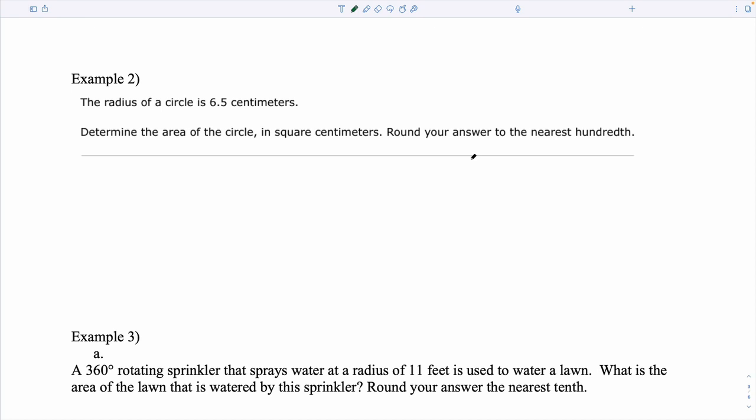Example 2. The radius of a circle is 6.5 centimeters. Determine the area of the circle. Round to the nearest hundredth. Underline hundredth. If you have a random word problem like this and they don't give you a circle, I want you to get in the habit of drawing your very own circle. There's your circle, and this is going to show you what info they give me. They gave me the radius. Make your radius 6.5. That circle shows me that this is pi r squared. I don't need to change the diameter.